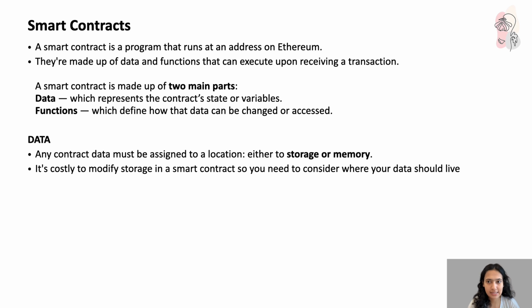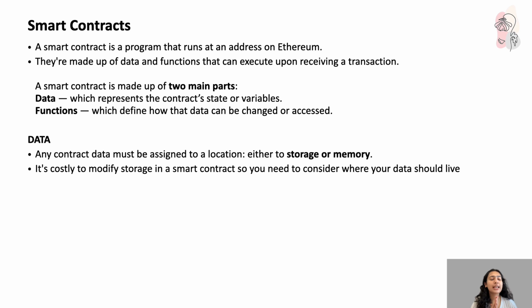Smart contracts. So what is a smart contract? A smart contract is a program that runs at an address on Ethereum. They are made up of data and functions that can execute upon receiving a transaction. Data represents the contract state or variables, and functions define how the data can be changed and how the data can be accessed. Make sense?